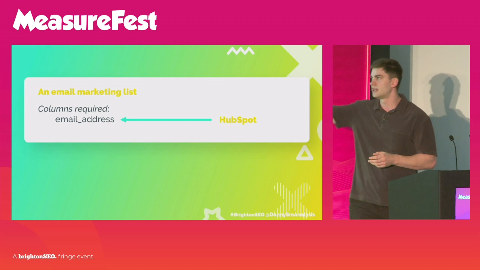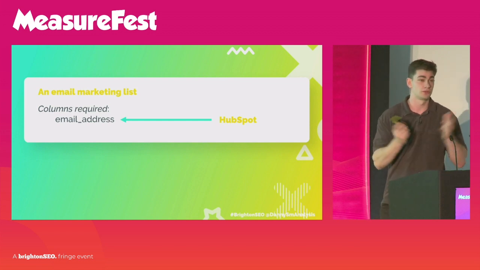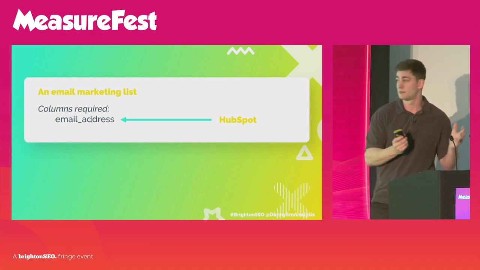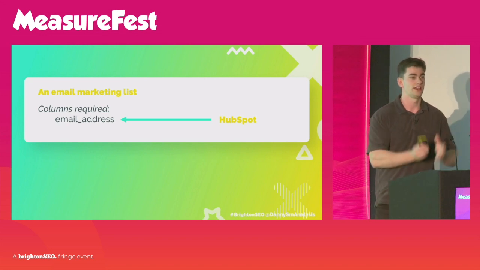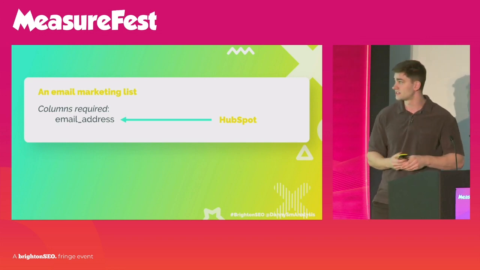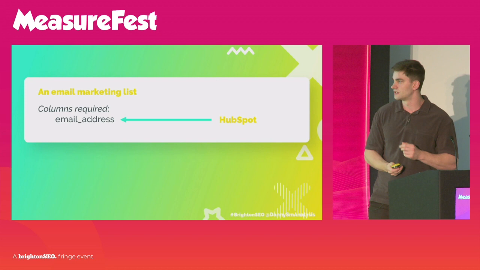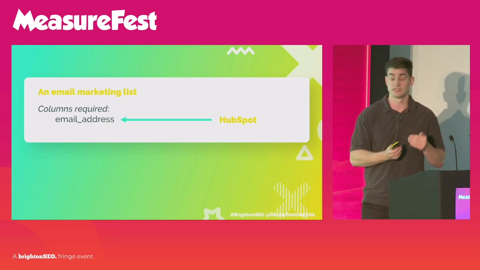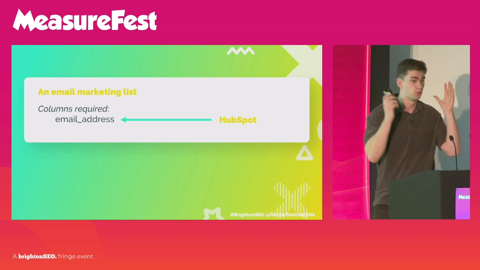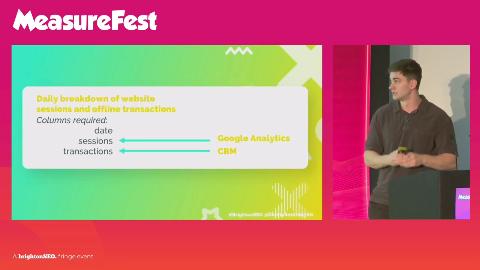Let's suppose, in the yellow, it says an email marketing list. You just want to create a list of emails for your marketing campaign. What's the table going to look like? Literally just one column of email addresses. Could come from HubSpot as an example there, but you could obviously join it with other data sets as well, but the output being just one column of emails.